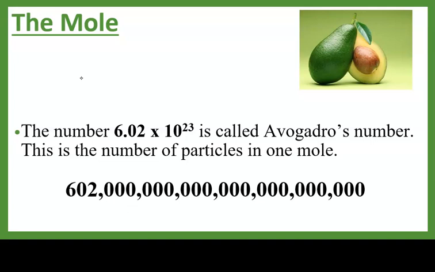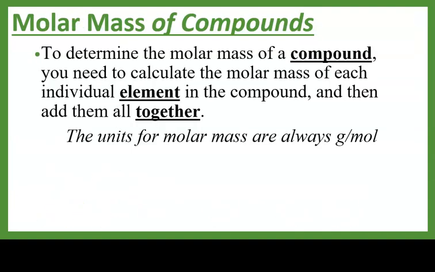So particles can be anything. Not anything, but when I say particles, it can be referred to as molecules, or atoms, or protons, electrons. These are all under the broad category of particles. So if we want to determine the molar mass of compounds, we need to calculate the molar mass of each individual element, and then we can put them all together. This is important. The units are always grams per mole, or g per mol. That's our abbreviation.